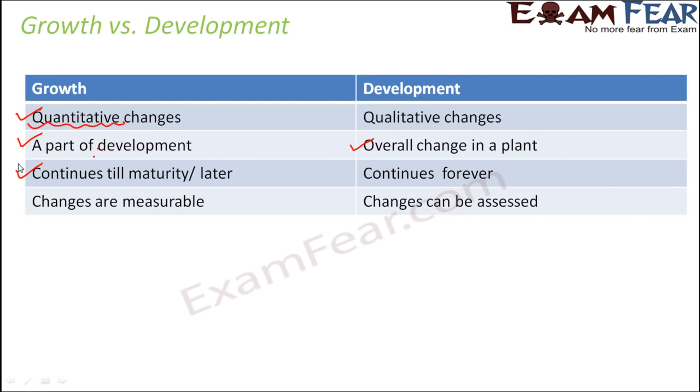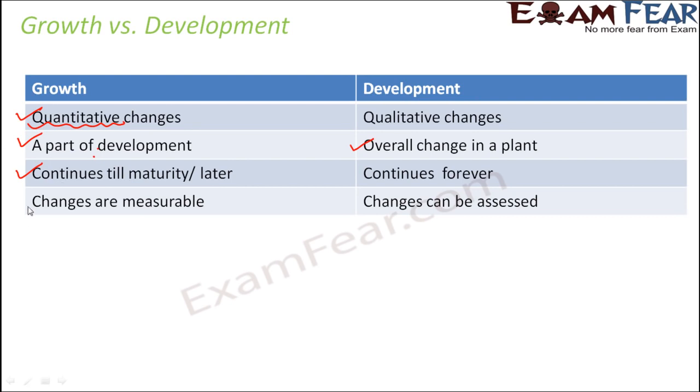Whereas if you talk about development, it continues forever. When I say forever, it starts from the formation of seed, and then the seed forms a seedling, a plant grows, matures, again forms the reproductive structures, and till the plant dies, development continues, because development means the different processes which are taking place in the life cycle of a plant. So some process or other will always be taking place, right? So the process of development will continue forever, starting from birth to death of a plant, but growth will continue only for a certain period.